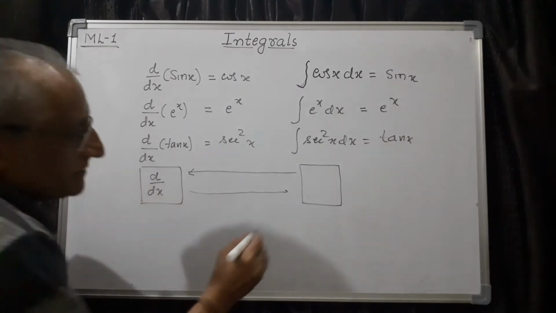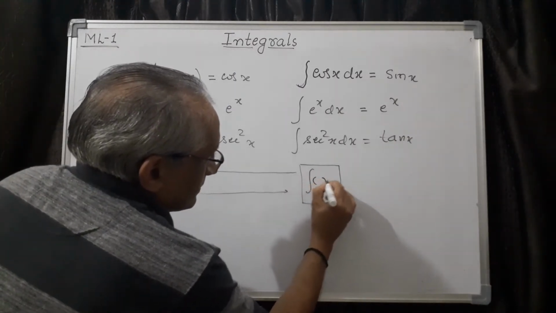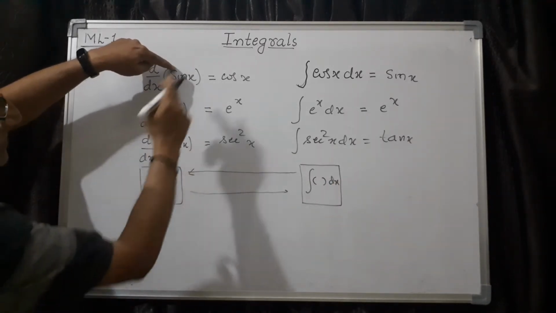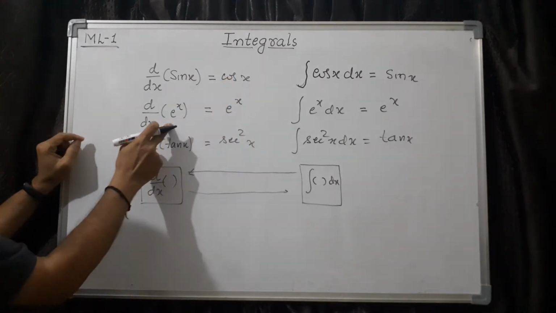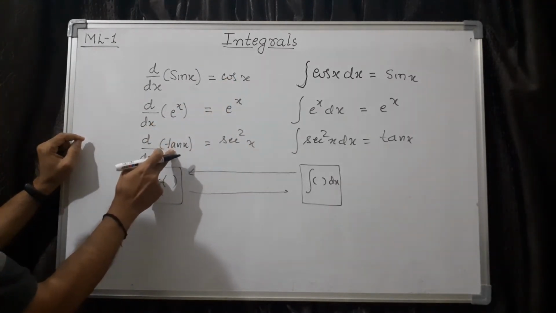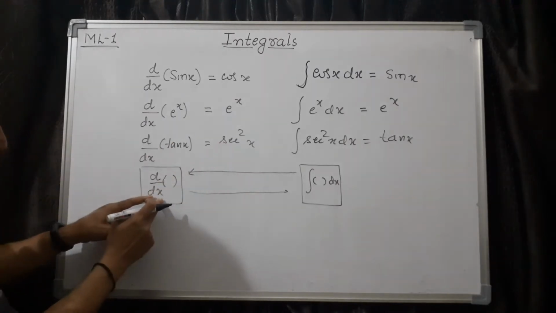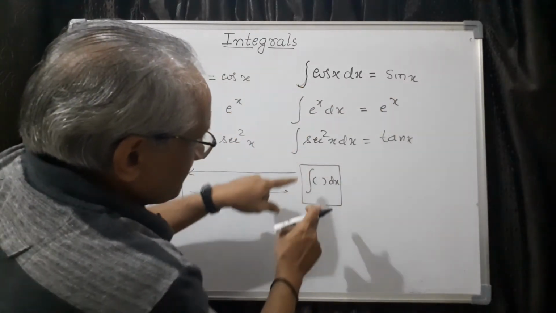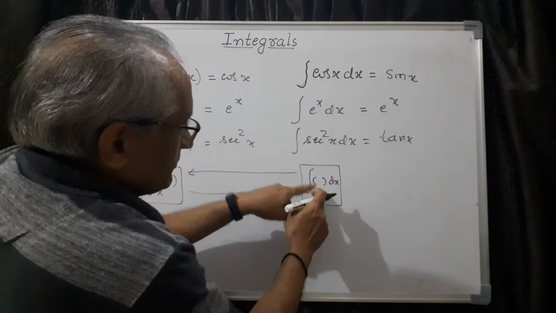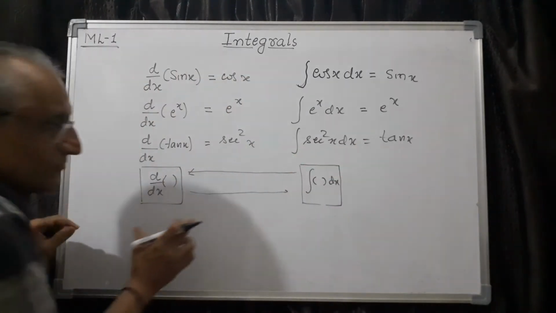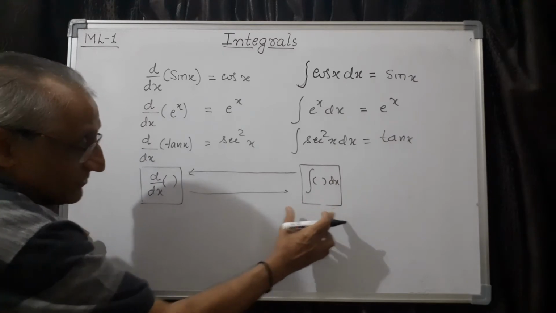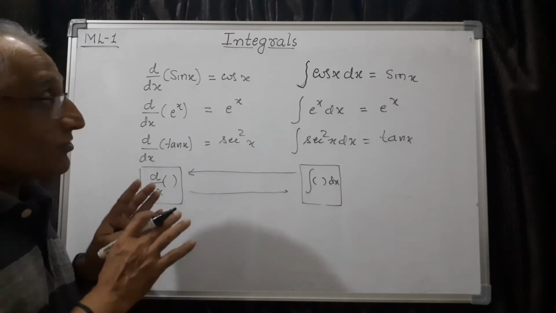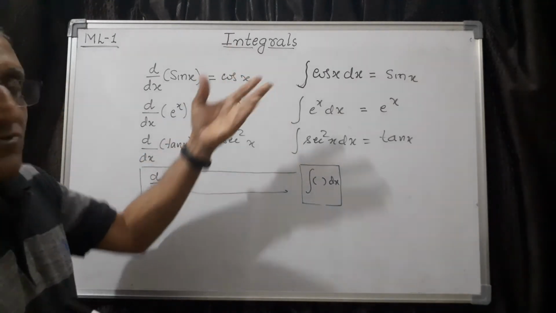Thus, this operator d by dx: if you put sin x, it becomes cos x. If you put e^x, it becomes e^x. If you put tan x here, it becomes secant square x. So this is the process of differentiation. Now here, if you put cos x, it becomes sin x. If you put e^x, it becomes e^x. If you put secant square x, it becomes tan x. So we say integration is the reverse process of differentiation, and in this chapter what we are studying is the process of integration, and this is also called integrals.